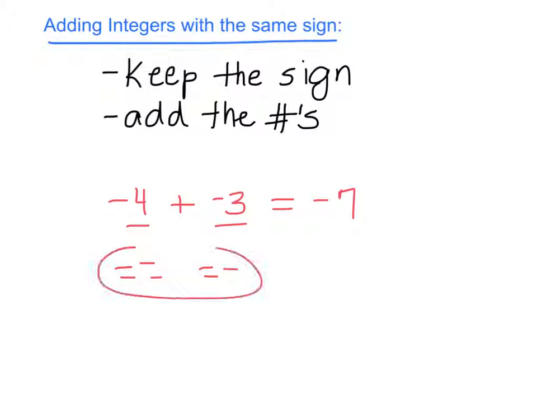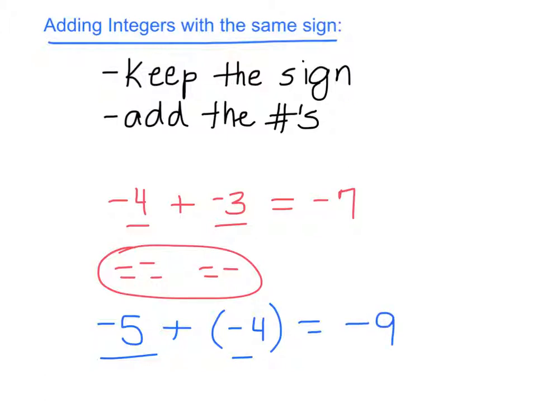That's 7 total negatives. Again, if I had -5 plus -4, they're both negatives, so you can combine them because they're the same. And then you keep the sign, so it's -9.